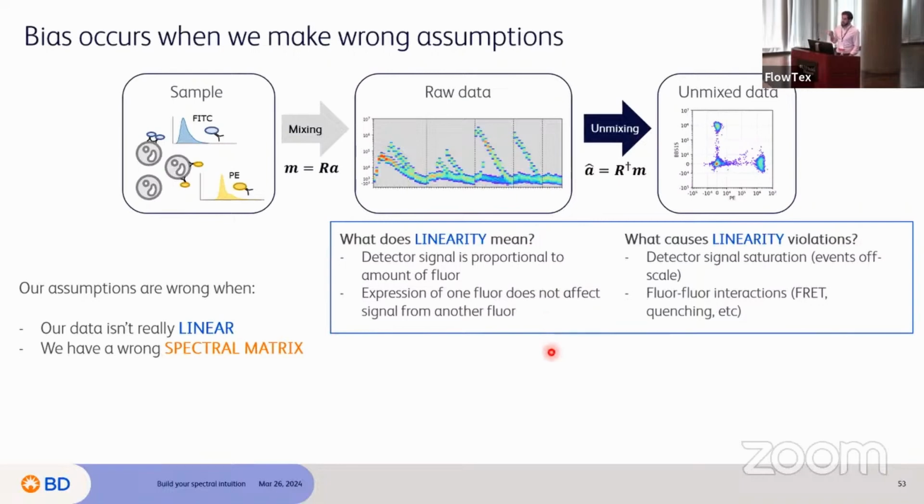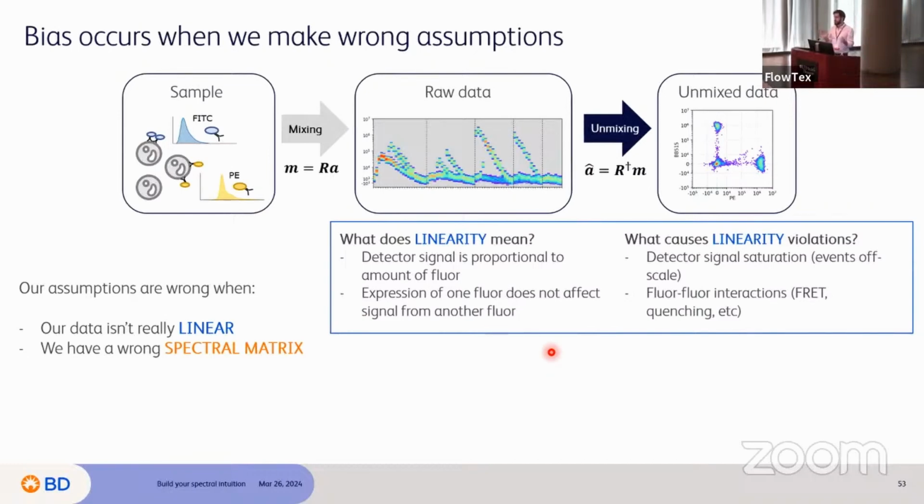The second thing that linearity means in a technical sense, which is a little bit more subtle but explains some things that we see in practice, is that the expression or presence of one fluor does not affect how another fluorophore behaves. So if I have PE and FITC together, the signal I measure from the two of them together should just be their individual signals added up. There shouldn't be any other thing going on.